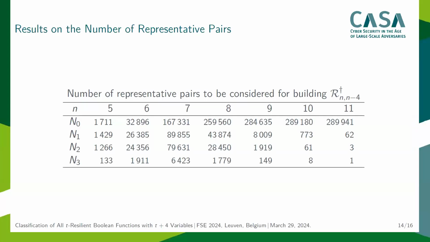Just a heads up, for the case of T-resilient functions with T+4 variables, the number of representative pairs we need to check is shown here. In the first row, it is just the basic approach. And as you see, this number decreases all the time as n increases. But with only technique 1, all the numbers are decreased, and as n increases, they increase, but in between, they are again reduced.